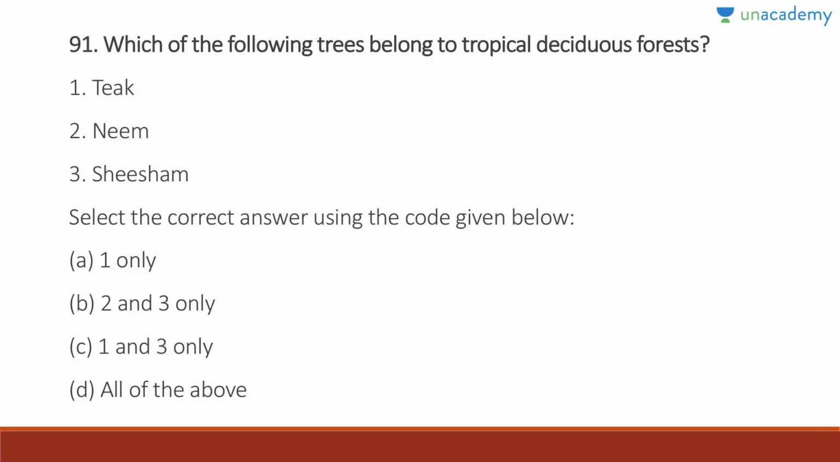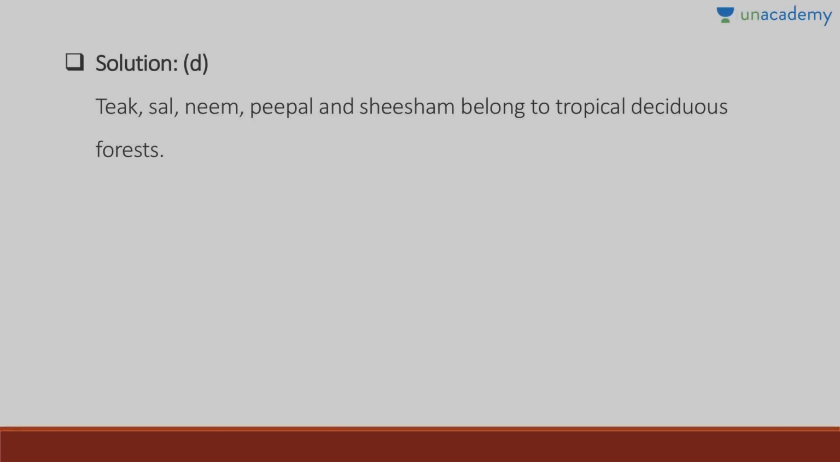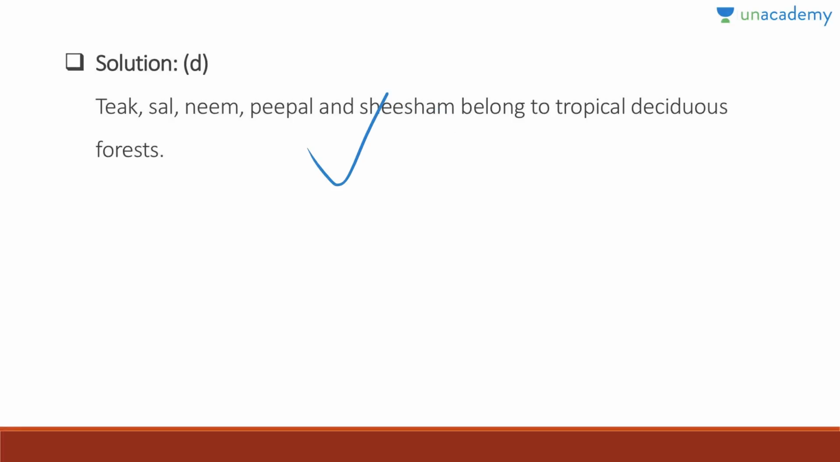Which of the following trees belong to tropical deciduous forest? Teak, neem, shisham. Yes, they all belong to tropical deciduous forest. Answer here is D, all of the above. So teak, sal, neem, peepal, shisham, they belong to the tropical deciduous forest. Answer here is D.